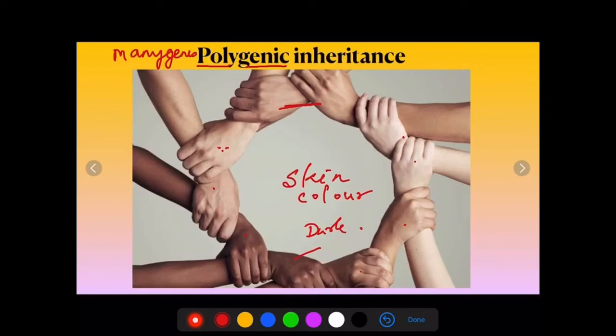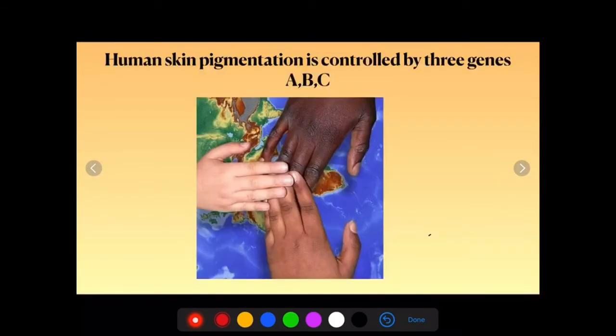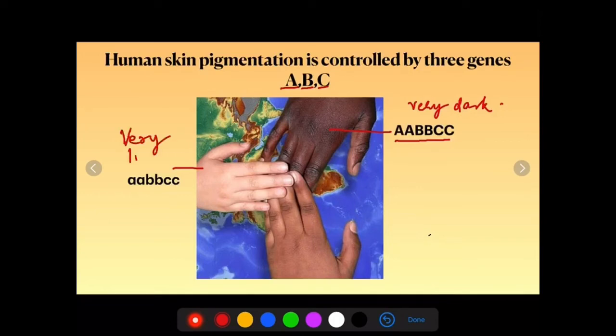Let us see how the inheritance takes place. The human skin pigmentation is controlled by three genes: A, B and C. So if it is capital A, capital A, capital B, capital B, capital C, capital C, who will have it? This one. Of course, this is the dominant character. So this is very dark, or we can say the darkest. So the genotype is having three genes here. Let us come to the lightest one. If this is the lightest one, this is very light, and the genotype is the recessive one, small a, small a, small b, small b, small c, small c.